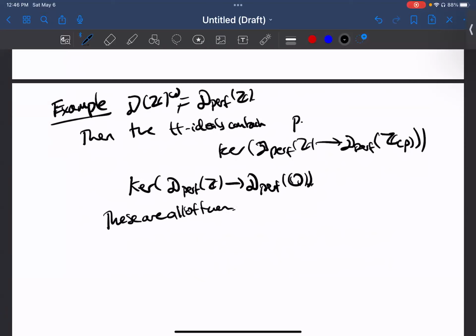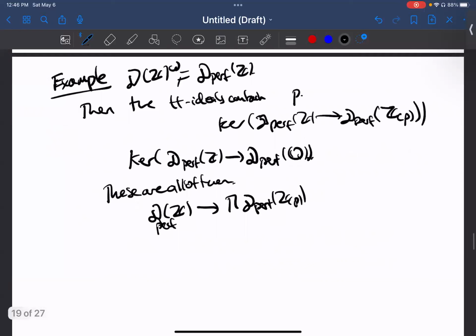One way you can show this is by showing that something like this detects nilpotence. And you reduce to a local case and check it locally. All right.